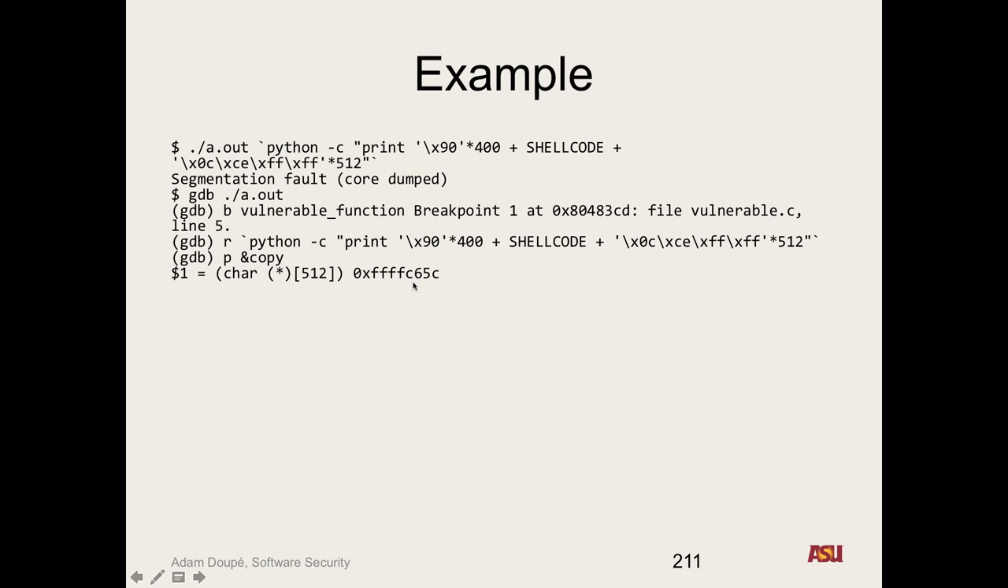FFFFC657. This was CE0C, right? It makes sense because we doubled the data that we sent here. We're sending 500 plus the length of shellcode plus another 512 bytes, when before we were just sending 512. So this makes sense, because on the stack, the argv actual parameters are stored, so that shifts the starting stack location down.